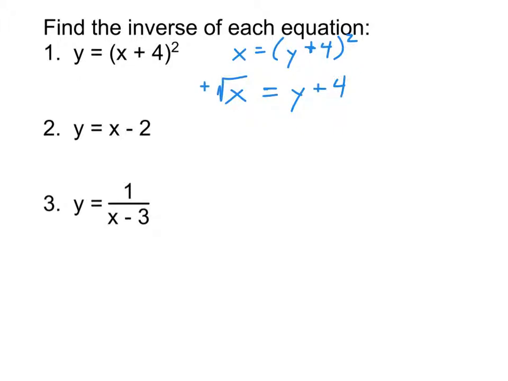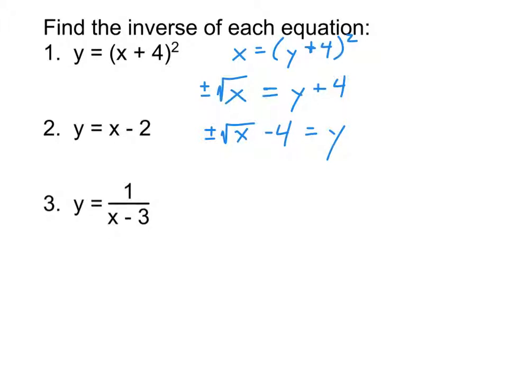Plus or minus. Whenever you take the square root of both sides of an equation, you must remember that plus or minus. All right, and finally, we're still trying to get y equals, so y by itself. So the last thing is I subtract the 4 from both sides. And so we end up with plus or minus root x minus 4 equals y. And now that I have y equals, I'm done. That's it. All you got to do, that's our inverse equation.